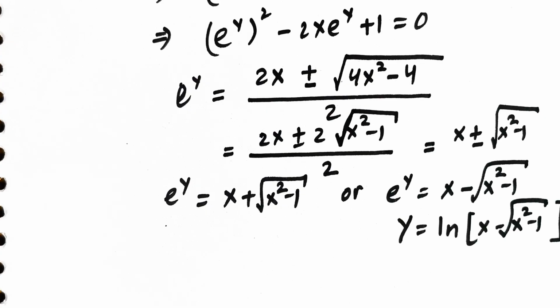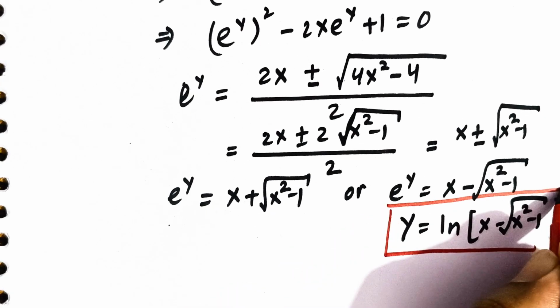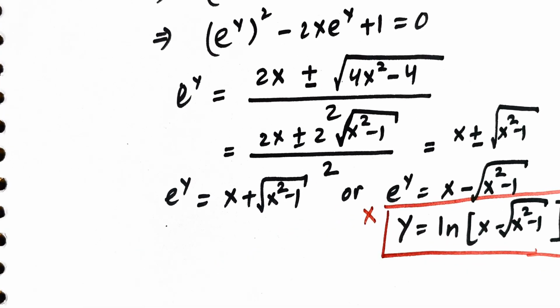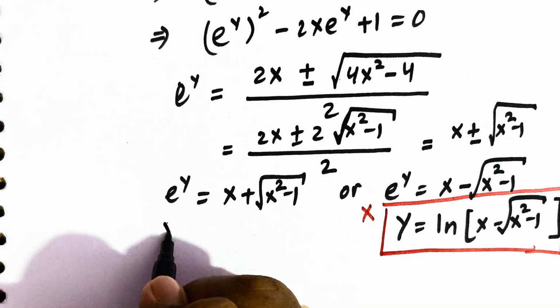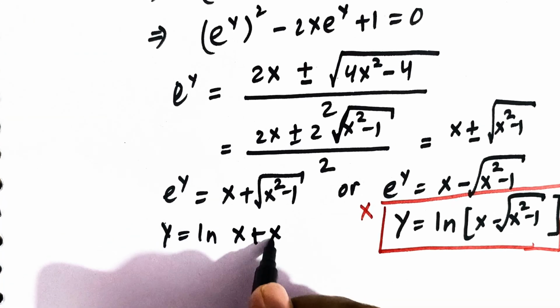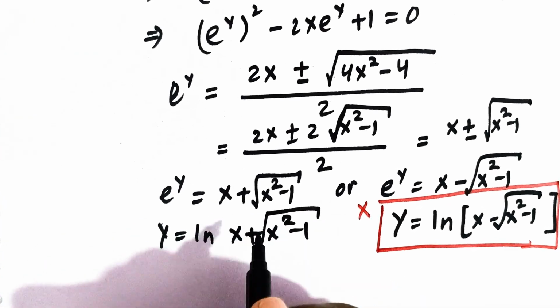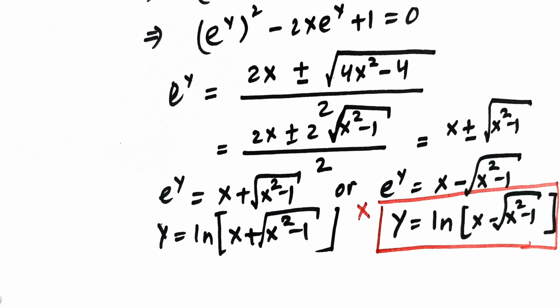So this case can't happen. So what is our y? Our y is ln of x plus the square root of x squared minus 1. This is our hyperbolic cosine inverse.